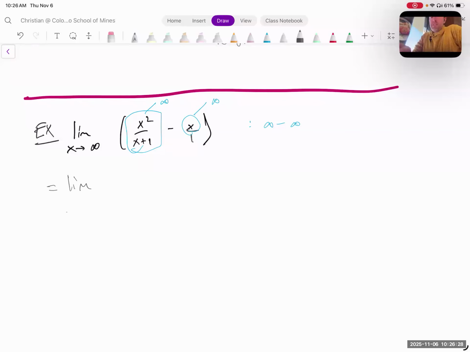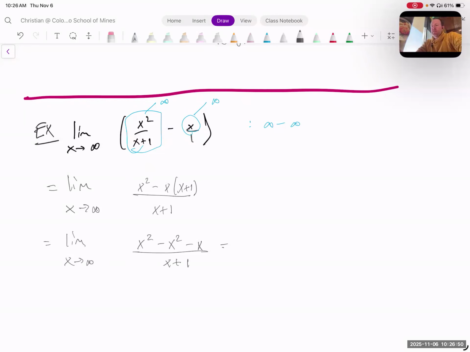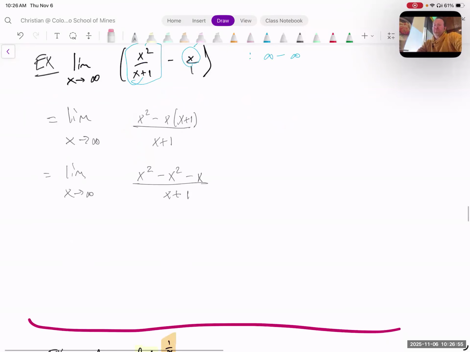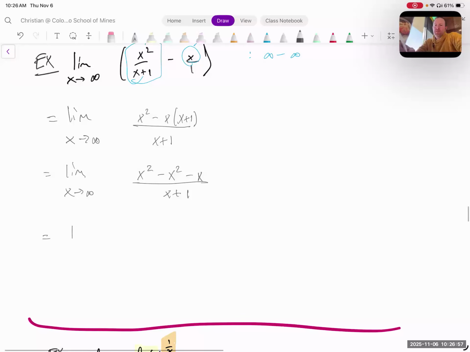So let's put this into a fraction with a common denominator. Common denominator is x plus 1, so we'd have x squared minus x, and that second x gets an x plus 1. That's going to be x squared minus x all over x plus 1. And the two x squareds cancel. So equals limit x goes to infinity, negative x over x plus 1.